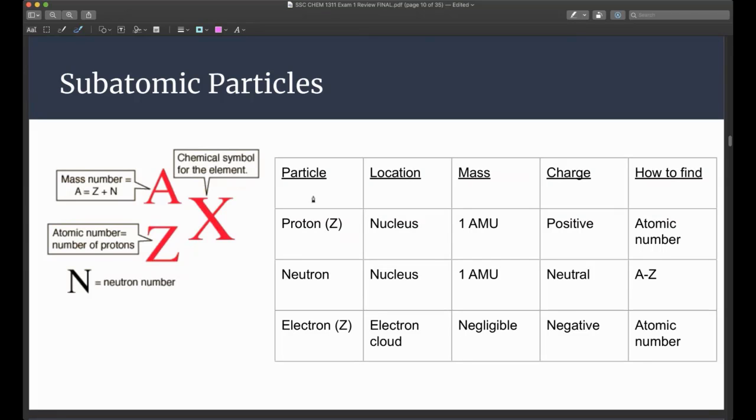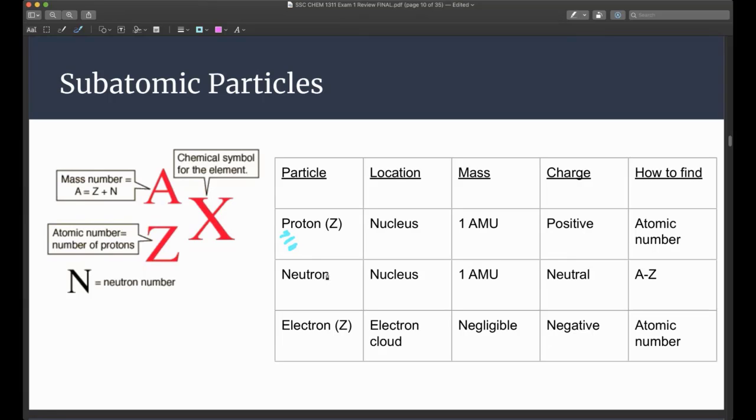So the proton is located in the nucleus. It's positive and it has one AMU. How to find it? You just look at the periodic table for the element. The way I like to remember is that P is for positive, so just think about that.